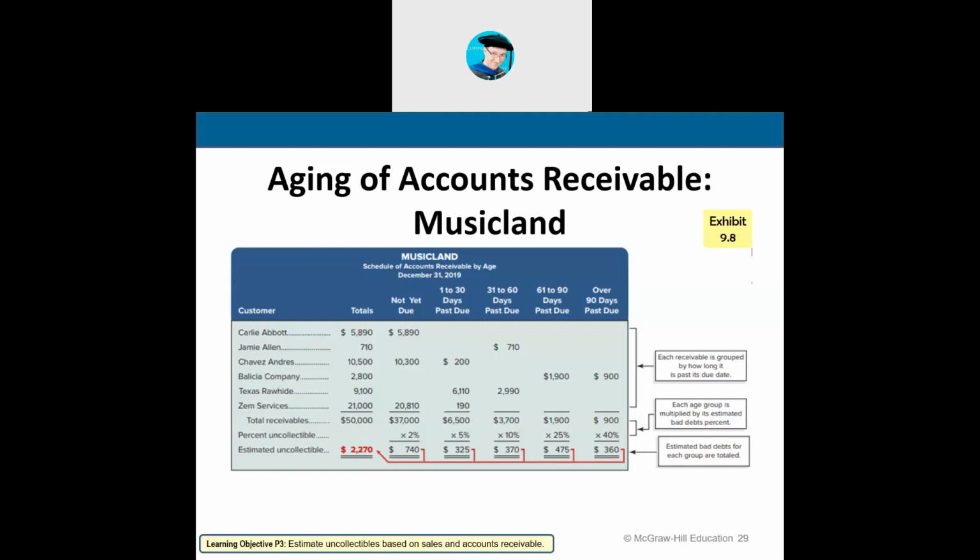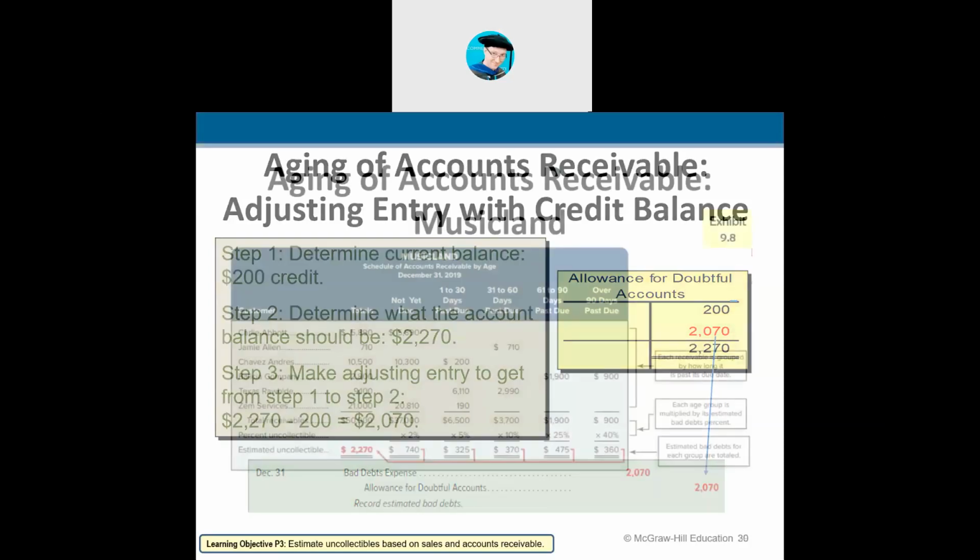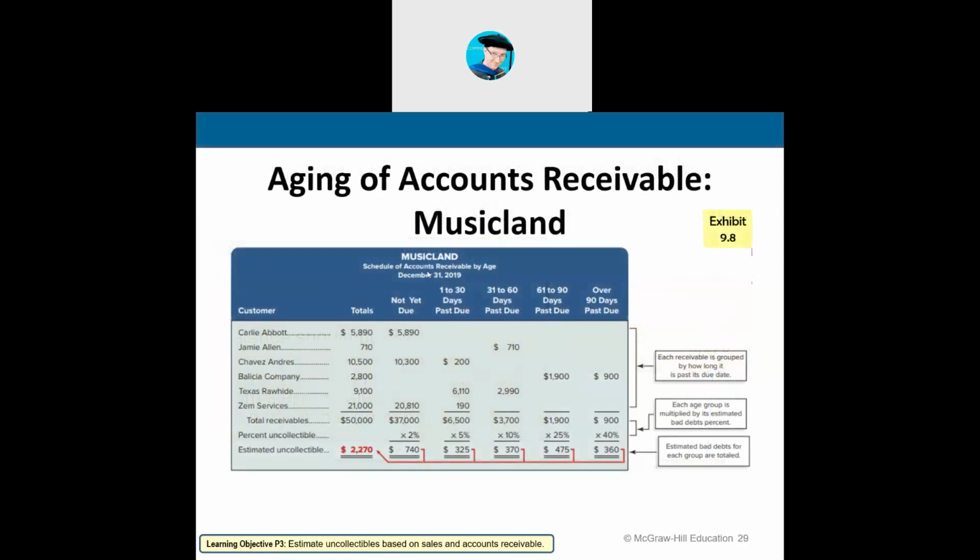And that I would debit bad debt expense, credit allowance for doubtful accounts. So first one to do is determine your current balance. Step 2, determine what the account balance should be. Step 3, make adjusting entries for steps 1 and 2. In other words, all you're doing is this process.